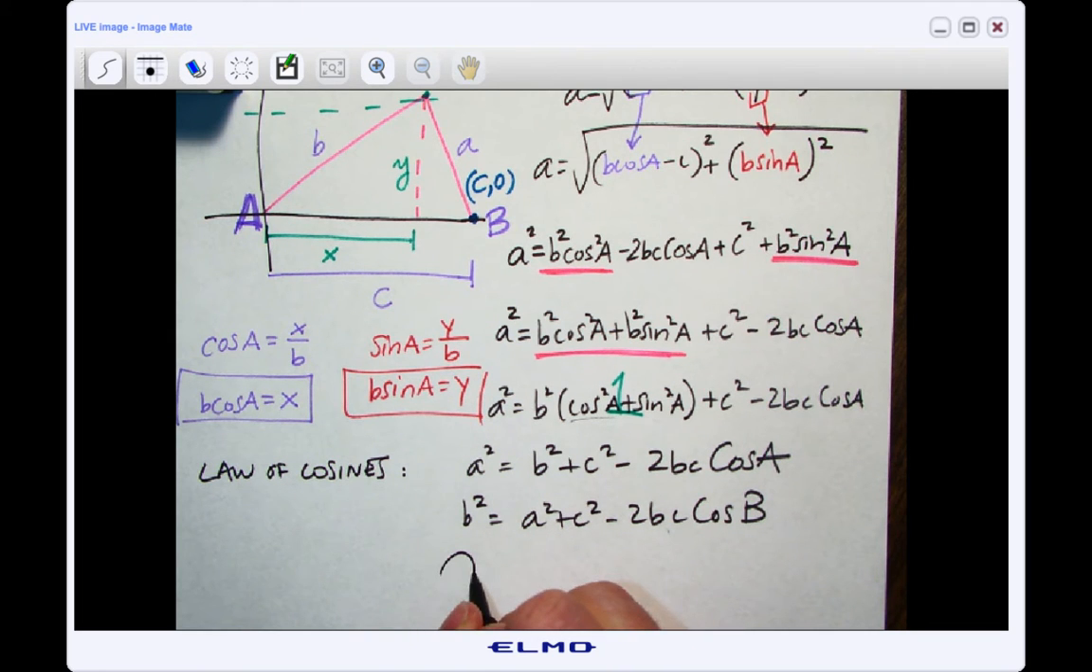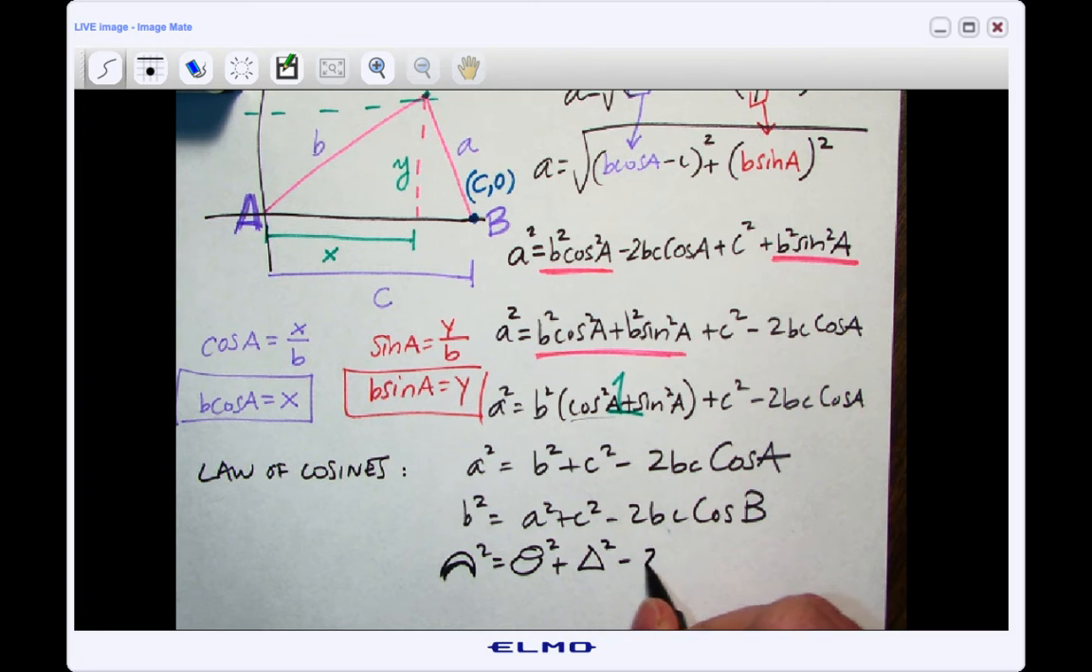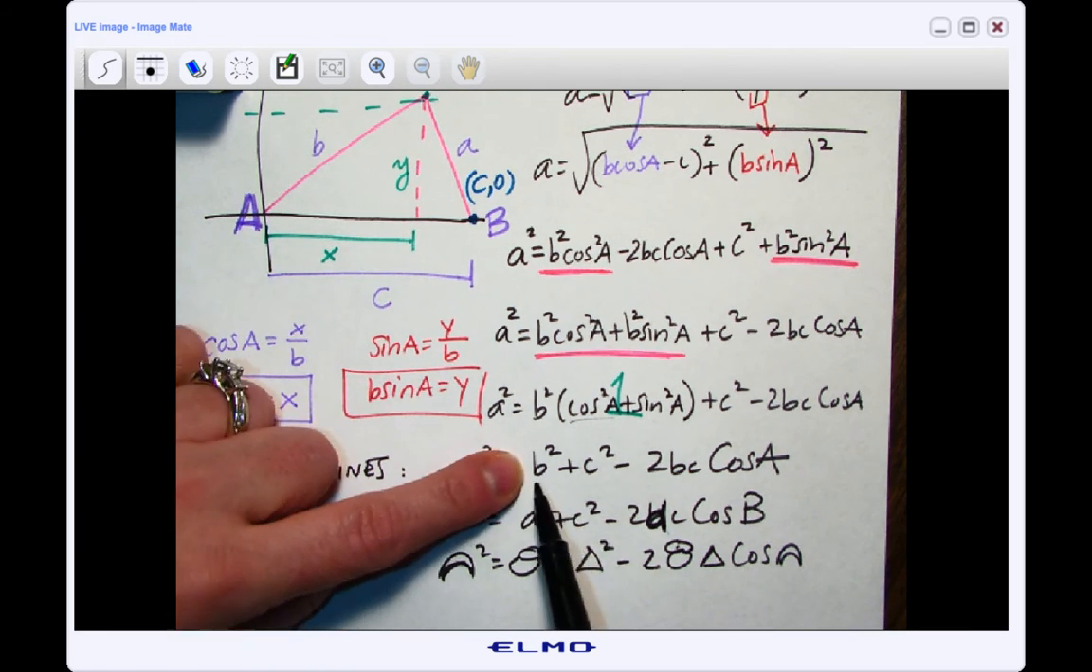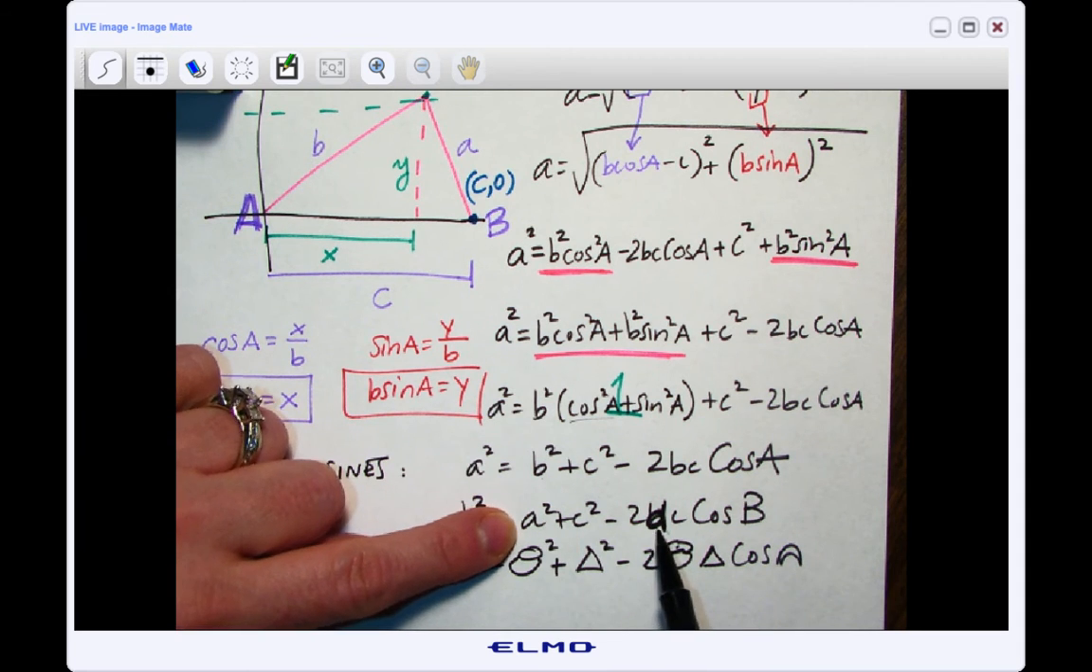I could call it rainbow squared is equal to, I don't know, pot of gold squared plus, I don't know, triangle squared minus 2. Oh, sorry, this would be the product of pot of gold and triangle, see, I screwed it up. Pot of gold, triangle, cosine rainbow, right? It doesn't matter what you change them to. It could be anything you want. You just have to change every place that there's a B to whatever you're changing it to.